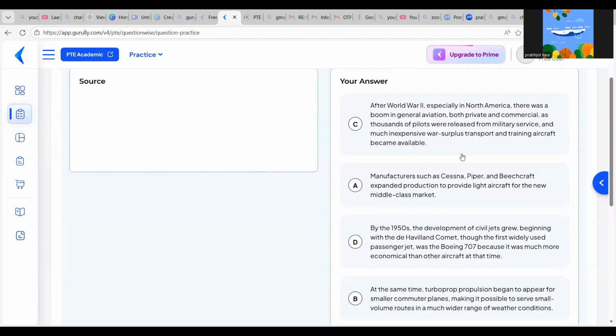So after that, manufacturers such as Cessna. This explains what happened due to the aviation boom mentioned in C. So the war ended, aviation increased, and manufacturers expanded production. That is the logical flow.